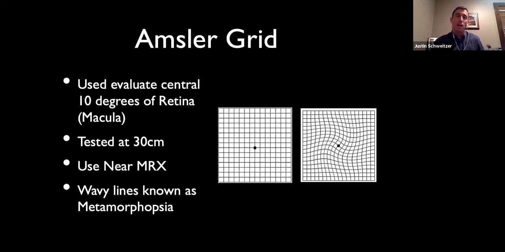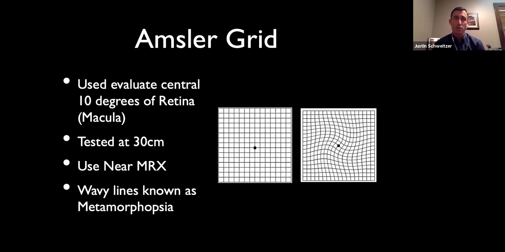So leading off with the Amsler grid, some points here on its use. This can be done in the office, and a lot of times these are sent home with our patients as well. What we do with this is evaluate the central 10 degrees of the macula. So this is more of a gross evaluation. We're not going to get any numbers with this.